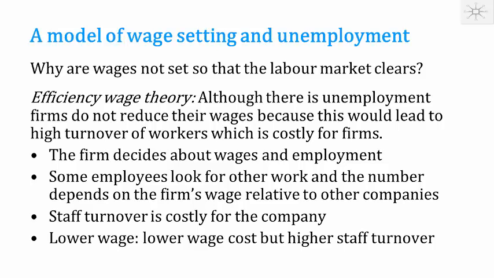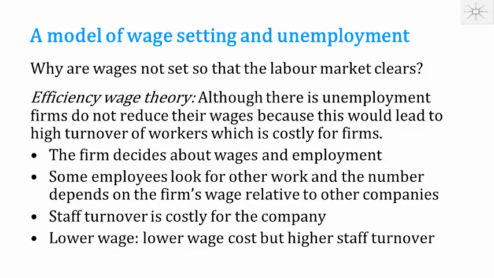So in this model, we assume that the firm decides about the wages and about hiring. And we assume that some employees look for other work. The number of workers who look for work depends on the firm's wage relative to wages of other firms. So if the firm has a high wage, then the workers are very happy and few of them look for other jobs. If the wage that the firm pays is low relative to the market average, then most of their employees will be looking for another job.